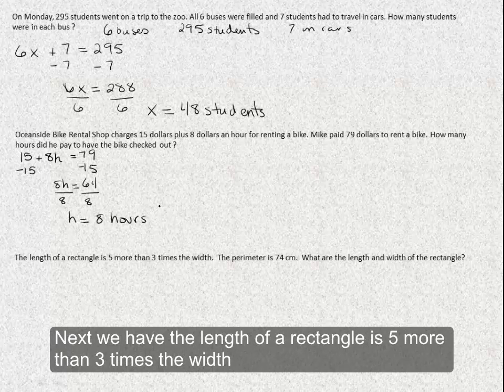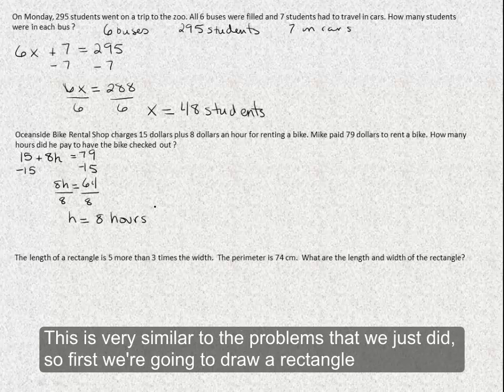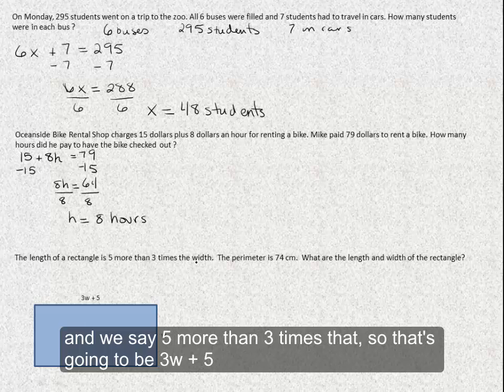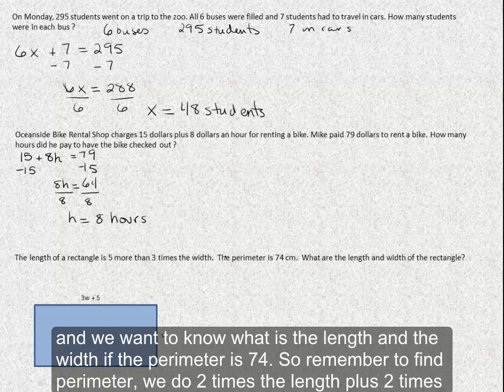Next we have: the length of a rectangle is 5 more than 3 times the width. Now this is very similar to the problems we just did. So first we're going to draw a rectangle, and then we're going to label the width, which would be W, and then we say 5 more than 3 times that, so that's going to be 3W plus 5. And we want to know what are the length and the width if the perimeter is 74. So remember, to find perimeter, we do 2 times the length plus 2 times the width.